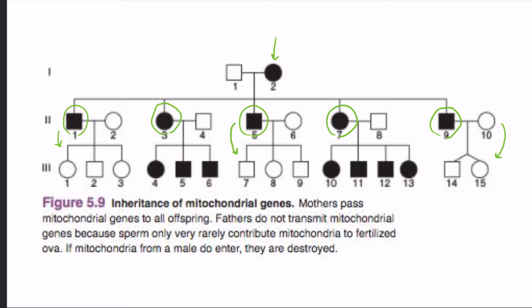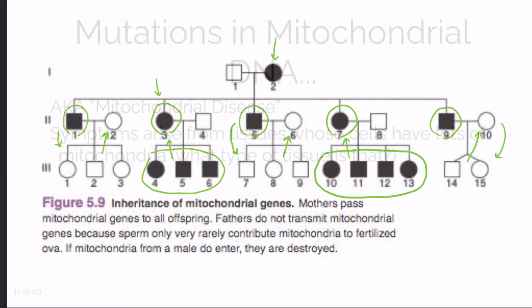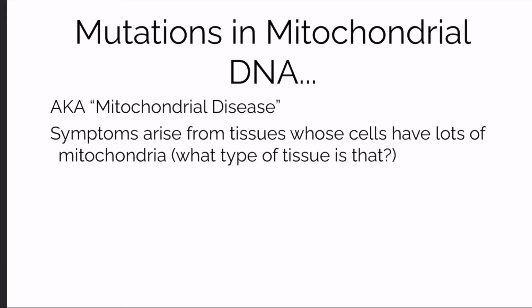The middle family is here with the affected female. All of her children are affected. And this one over here, all of her children are affected. And that's because these children received mitochondrial DNA from their mother. Same over here, they received the mitochondrial DNA from their mother. They're not affected. So what kind of diseases does mitochondrial DNA impact?